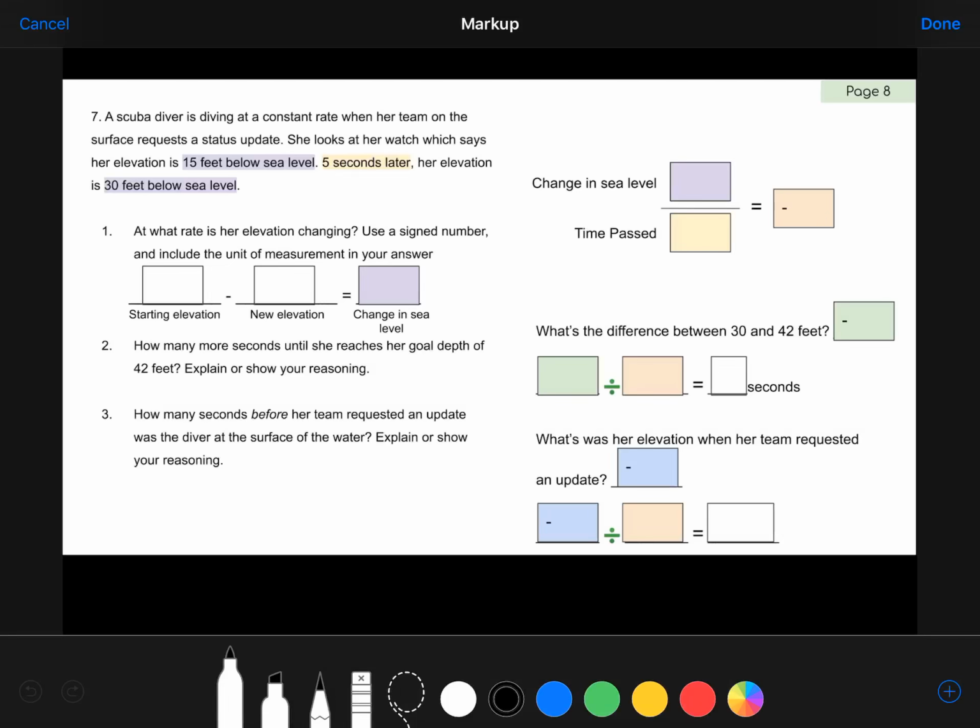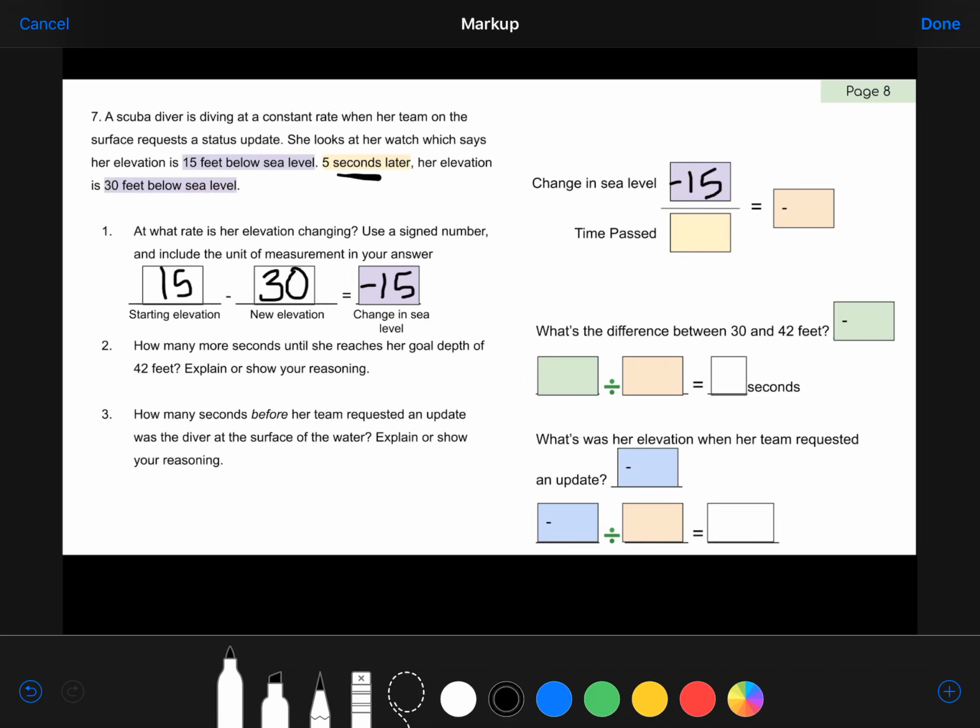So she starts out at 15 feet below sea level. She goes even further down to 30 feet below sea level. 15 minus 30 is negative 15. So her change in sea level is negative 15 feet.